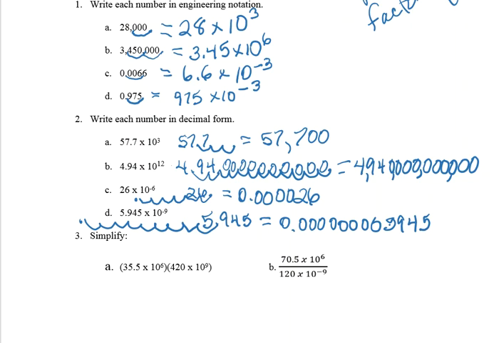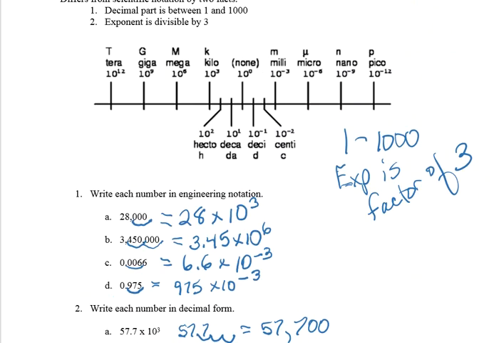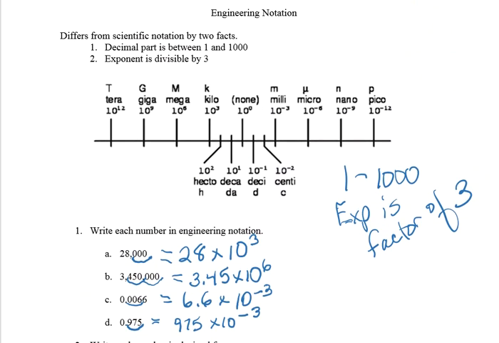Now what I didn't say up above, and I should have, we talked about when we started this that engineers like to use the tera, the giga, the mega, and so on. And so if they were using this, instead of saying 28 times 10 to the third, they would say 28 and 10 to the third is a kilo. So then they would say 28 kilobytes or kilometers or kilo whatever they're talking about.